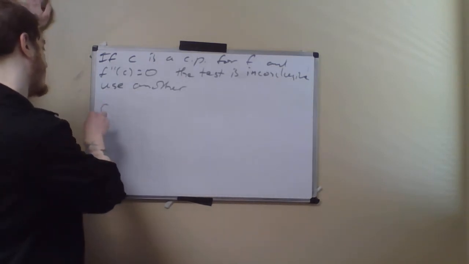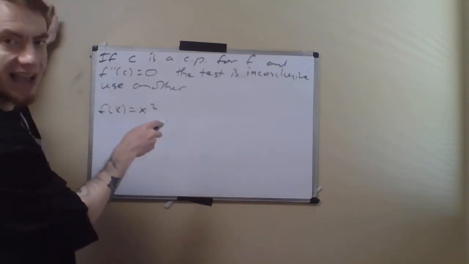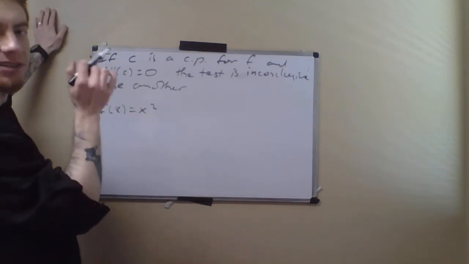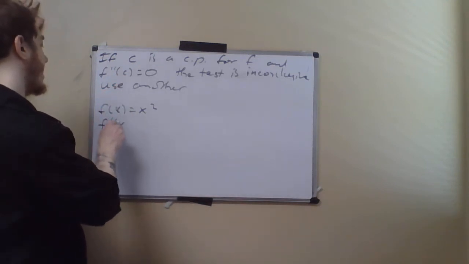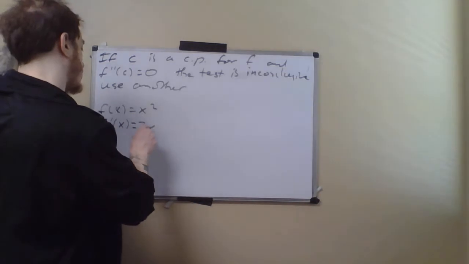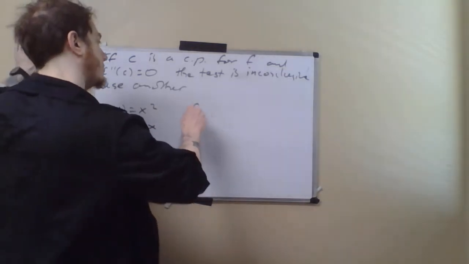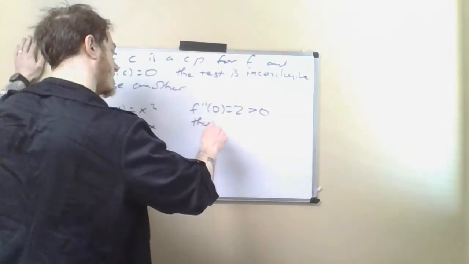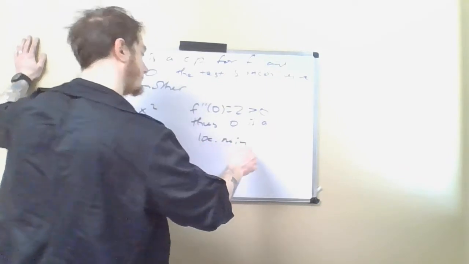If I have f of x equals x squared, you know exactly what this looks like. It's a parabola, the standard parabola. Obviously, it has a minimum at x equals 0. But if I want to show you how to do this with the second derivative test, f prime of x equals 2x. f double prime of x is equal to 2. So f double prime evaluated at 0 is equal to 2. That's bigger than 0. Thus, 0 is a local minimum.